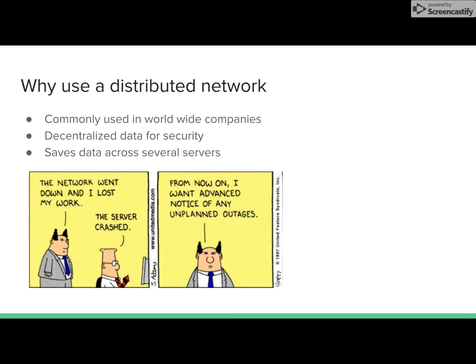So here we could see a comic of a boss who was doing some work and the server crashed, and because they didn't have a distributed network, they lost all the data.